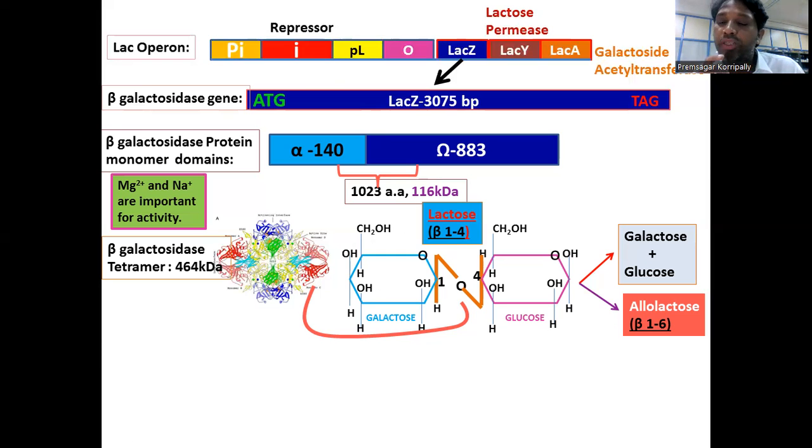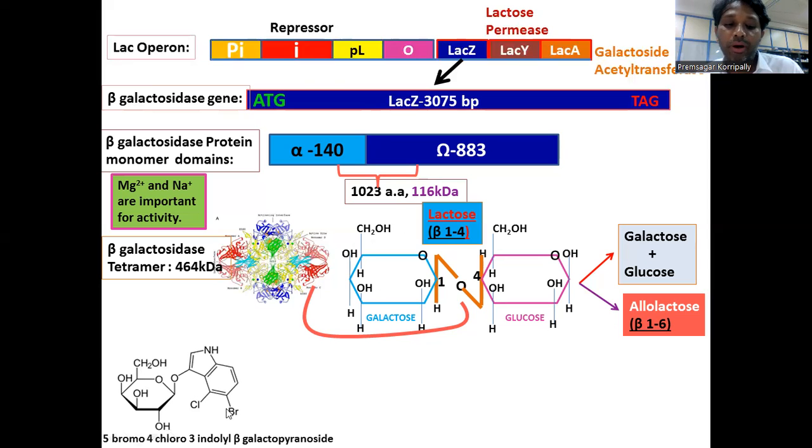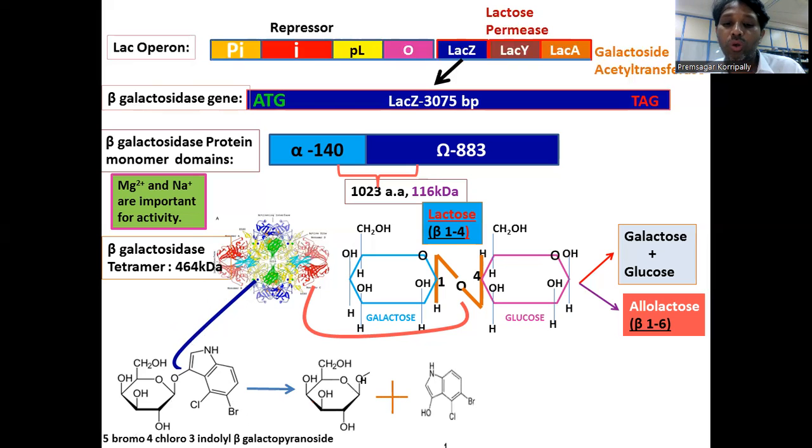And beta galactosidase also has many substrates, one of them being X-gal. That's nothing but 5-bromo, 4-chloro, 3-indolyl beta galactopyranoside. This is the compound on which it will act, and it has a galactose moiety and an indole moiety. So whenever beta galactosidase acts on the 5-bromo, 4-chloro, 3-indolyl galactopyranoside, it breaks down into the two moieties, that is galactose and indole.